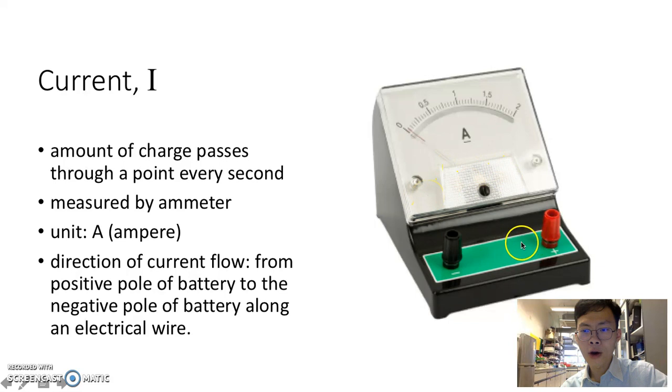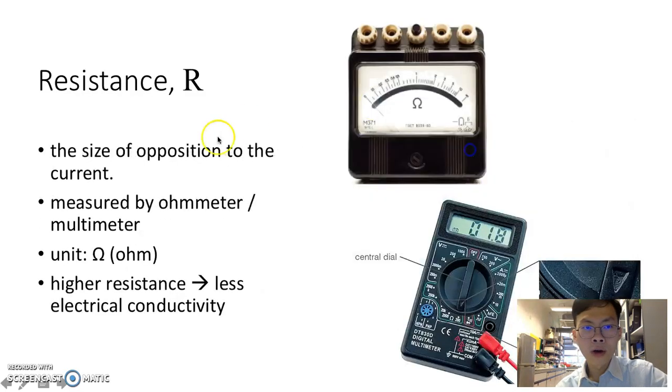You can see the black one and the red one. With the red one, the positive side is what you connect to the positive pole of the battery, and the negative is connected to the negative side of the circuit. And don't forget that whenever we find the current of our circuit, we have to connect the ammeter in series with the device.